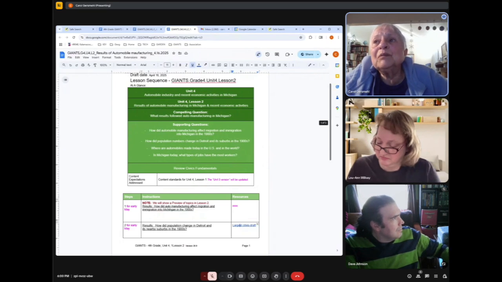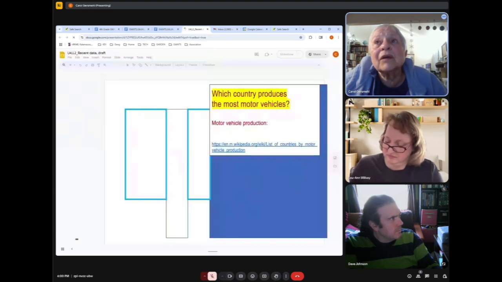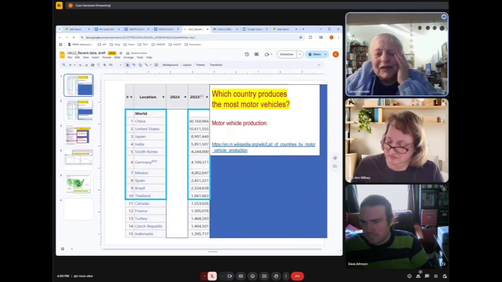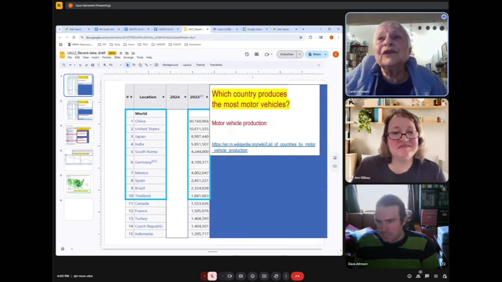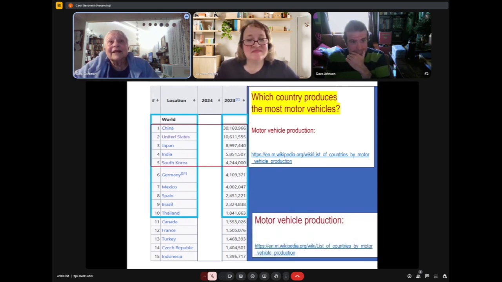I've got one more to bring us up to date with some recent data. And it always takes me a while to make things big enough and simple enough so fourth graders can see them. But this is data for 2023, recently. Which country produces the most motor vehicles? Can you tell, or should I move? The top 5.